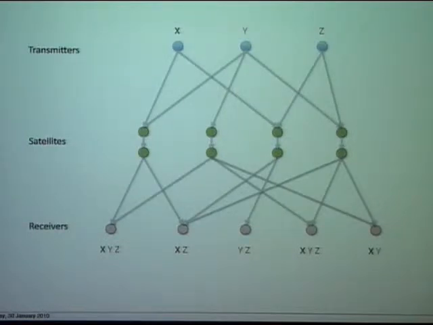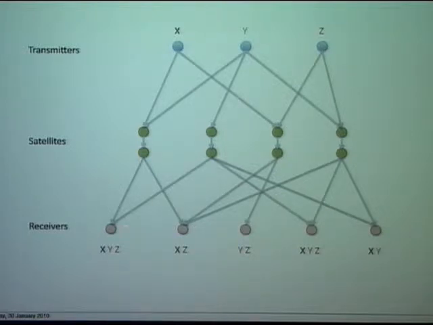Now, if you want to model this as a network, this is what it looks like. For example, we have 3 ground transmitters, X, Y, and Z. They are connected to the satellites in this fashion. And this layer of nodes is just a dummy node that forces the outputs from this node to be the same, because of the broadcasting nature of a satellite.